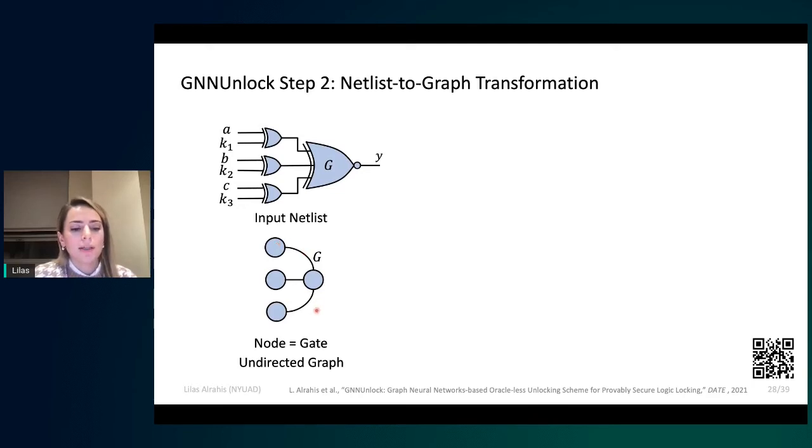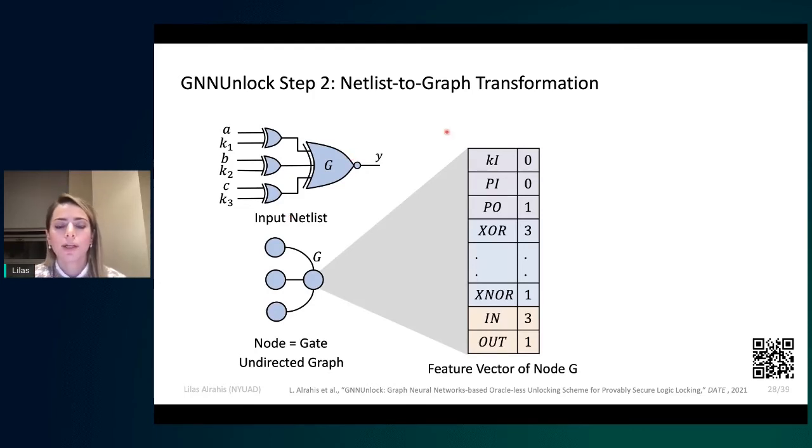Also, what does it mean when we say an undirected graph? By undirected, we just mean that when we do this neighborhood aggregation, when we are collecting the information from the neighbors, we collect information from both the inputs and the output of the gate. So that's why it feels like there's no more direction, because we're not separating the input from the output, but we're considering all the direct connections as neighbors.